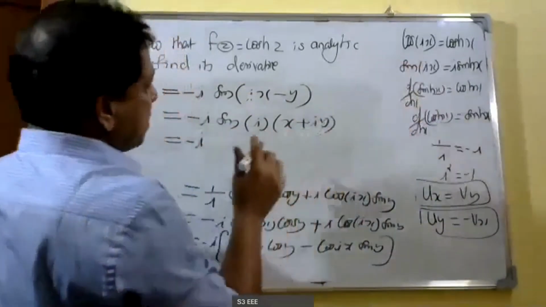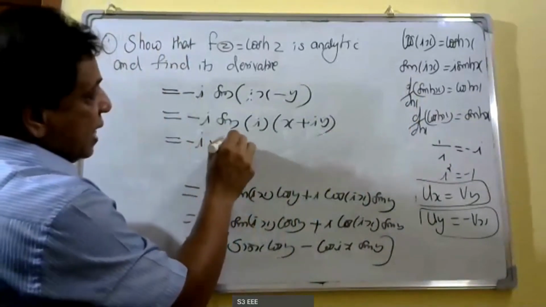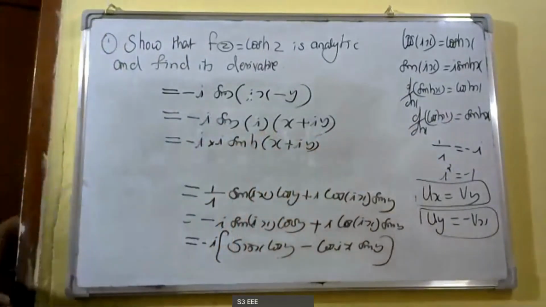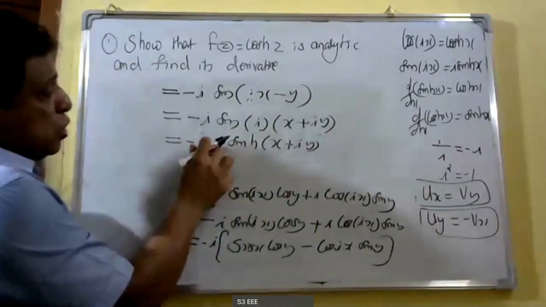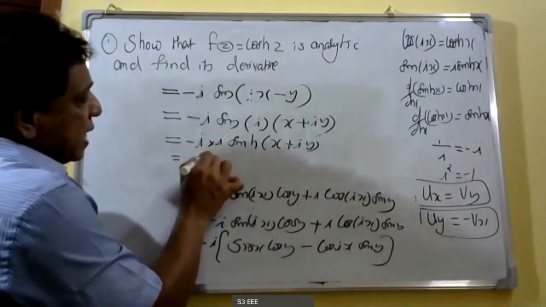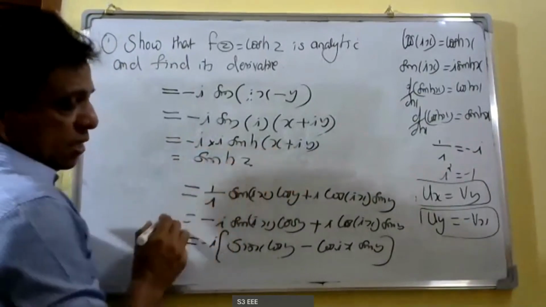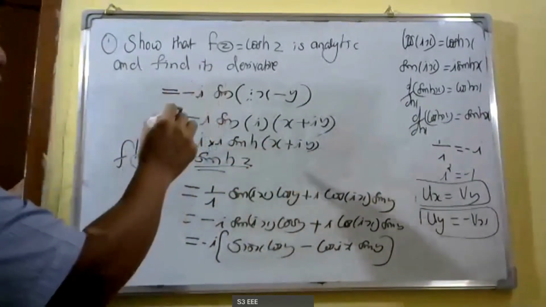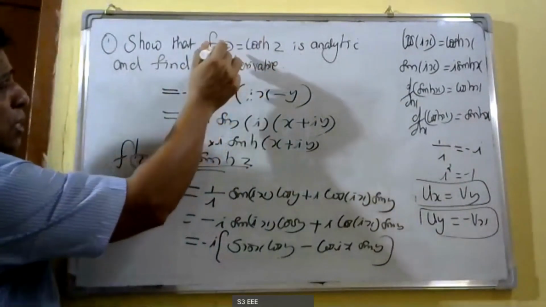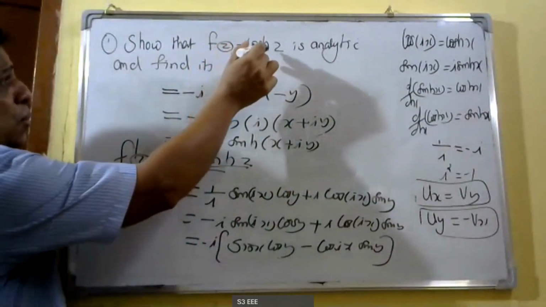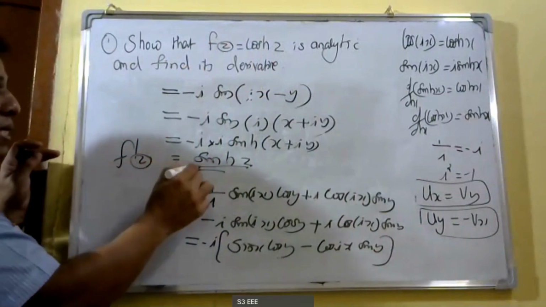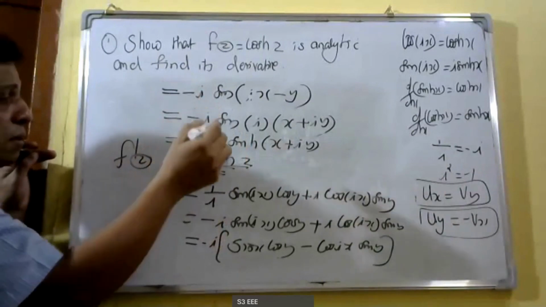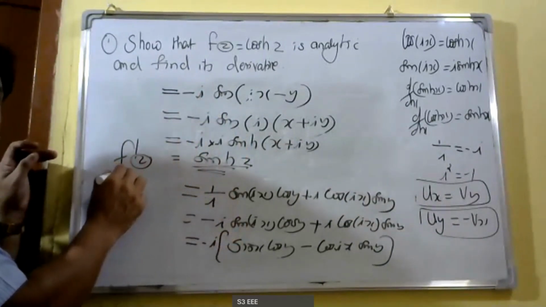Sin(i(x + iy)) is i sinh(x + iy). Then i·i² = i² = -1, so minus into minus gives plus. Therefore, sinh(x + iy) is sinh z. Therefore, f'(z) = sinh z. Therefore, the derivative of f(z) = cosh z is sinh z. By using the formula ux + i vx, substituting the values and simplifying, we get f'(z) = sinh z.